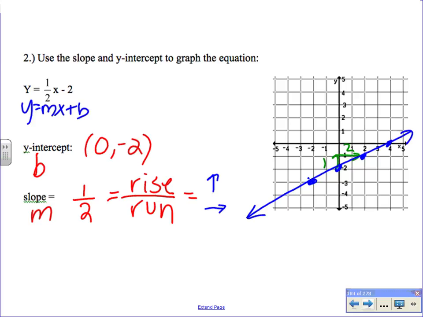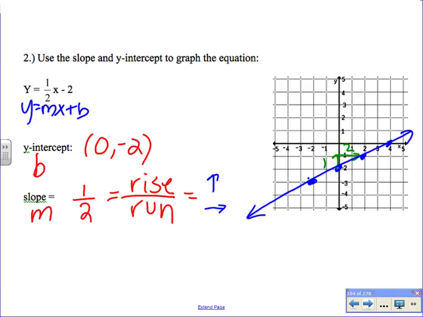The slope is always in the m spot. So this m, right in front of x, is 1/2. I can just take that m, put it down here, and slope is 1/2. Slope is always m. If it's in y equals mx plus b form, in this case y equals 1/2 x minus 2, the y-intercept is 0, -2, and slope is just the number in front of x, and that's 1/2.